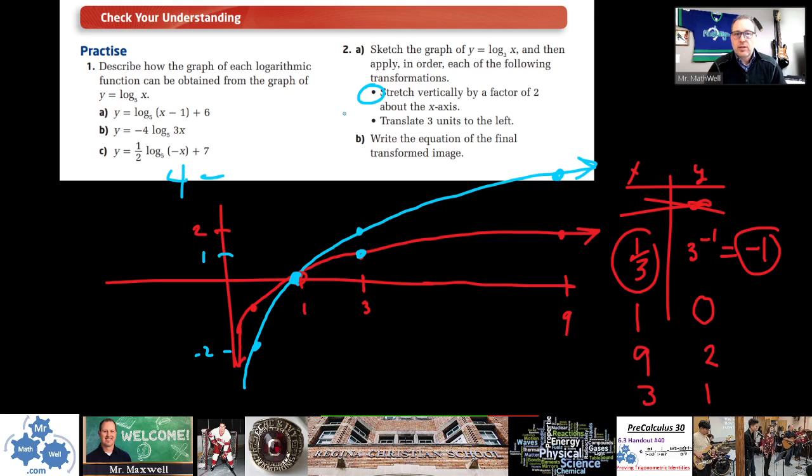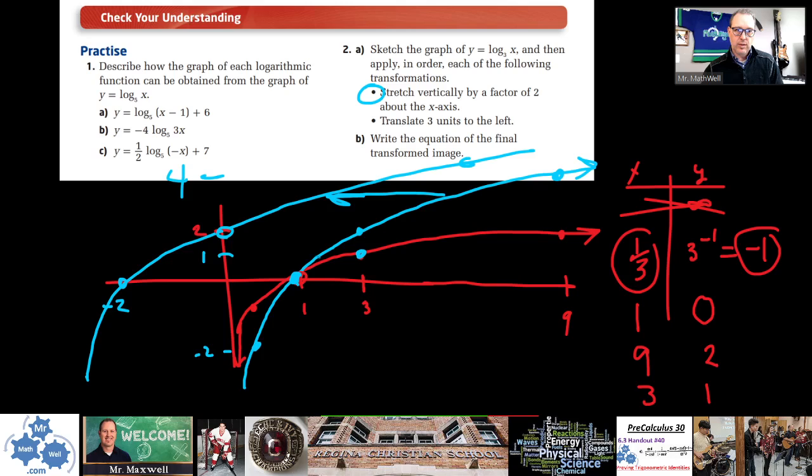And translate 3 units to the left. So we're going to take this graph and we're going to translate everything 3 units to the left. So 1, 2, 3. Okay, so that's -2. And again, 3 units to the left. This is a bit tough. My scale is pretty bad, but 3 units to the left, this is going to go to 0 and so on. So it's going to look something like this, right? Everything is over 3 units. Those should all be the same length. So there you go. Here's our final graph. Here's that last one we drew, and that's how you do number 2.